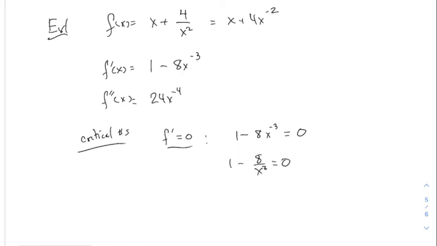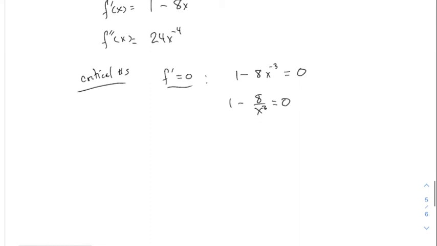And now I think the way I would solve that is add that little fraction over to the right side: 1 equals 8 over x cubed. And then maybe multiply both sides by x cubed to get rid of the denominator. x cubed equals 8. x equals 2, right? Is it plus or minus 2, or just plus 2? The answer is no, it's just plus 2, because minus 2, when you cube it, you get minus 8. So we don't want that. It's only 2 when you cube it, you get 8. All right, so x equals 2 is a critical number.